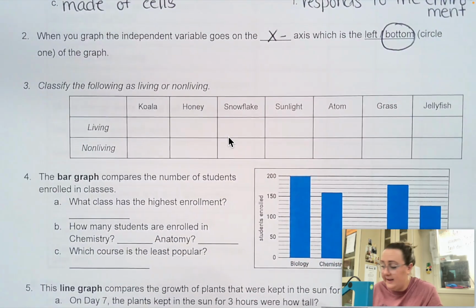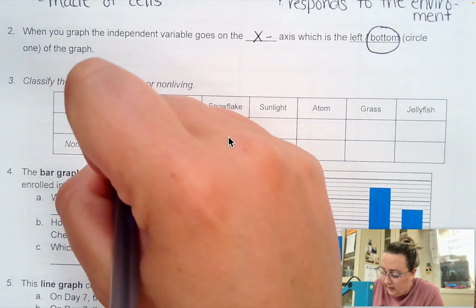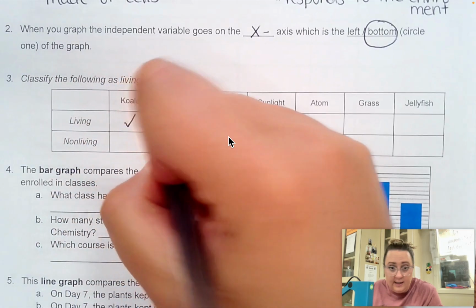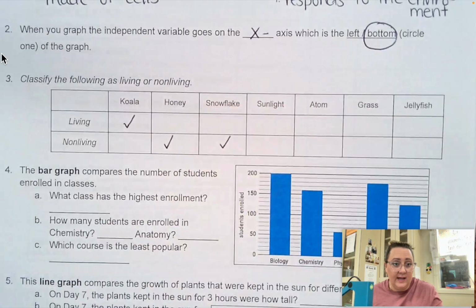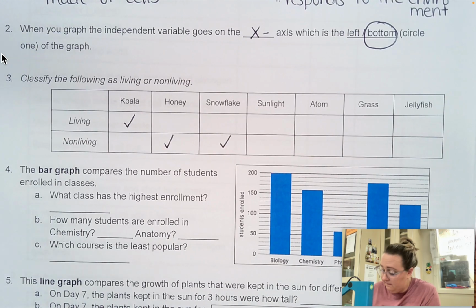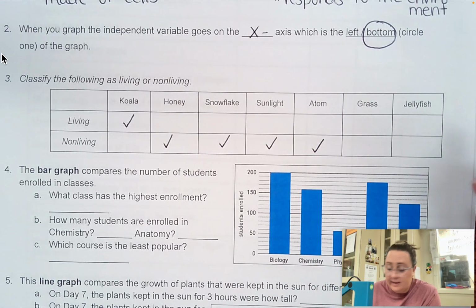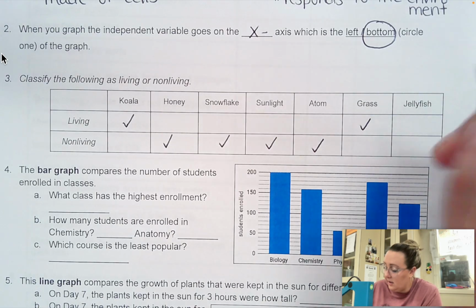All right, classifying these as living or not living. A koala is obviously living. Honey itself is not living. Yes, the bees are living, but the honey is not. It's not made of cells. A snowflake, again, not living. Sunlight, non-living. An atom, non-living. Grass is living. It is made out of plant cells. And a jellyfish is living.